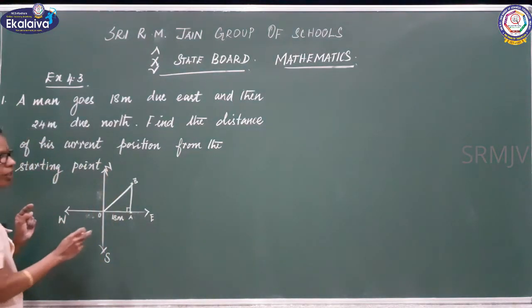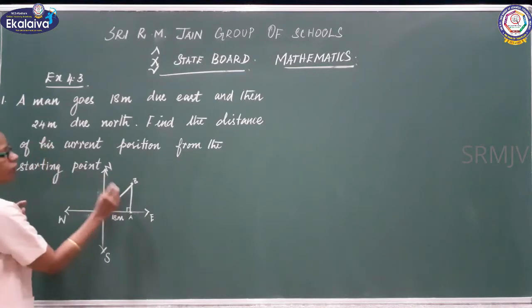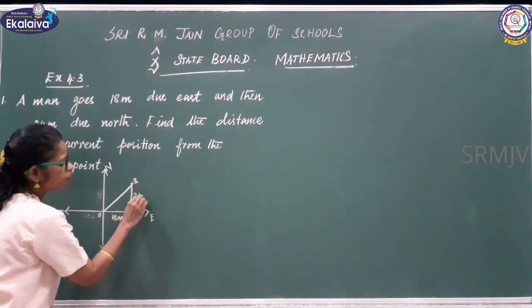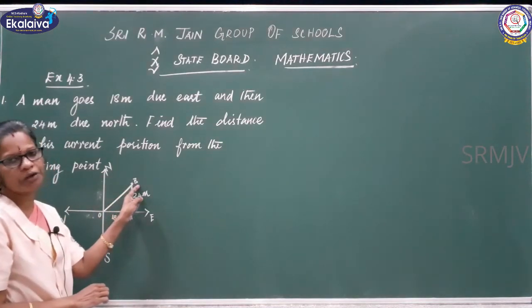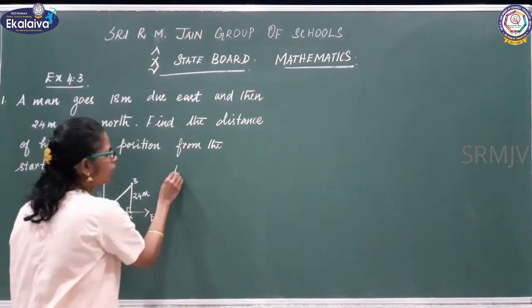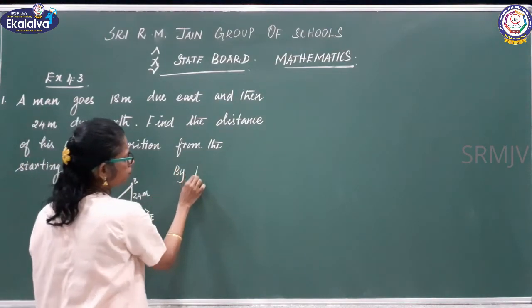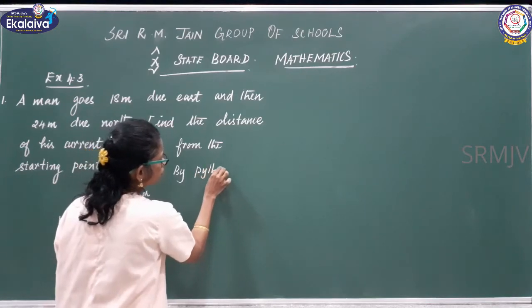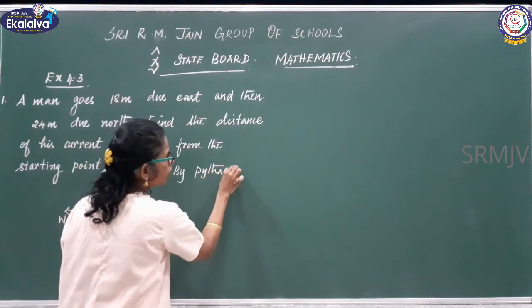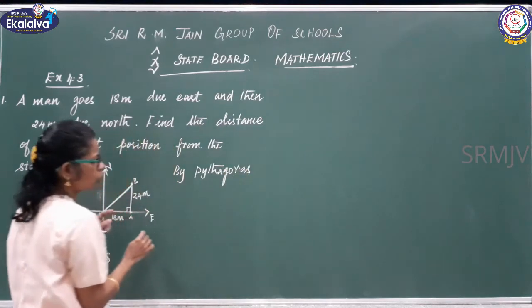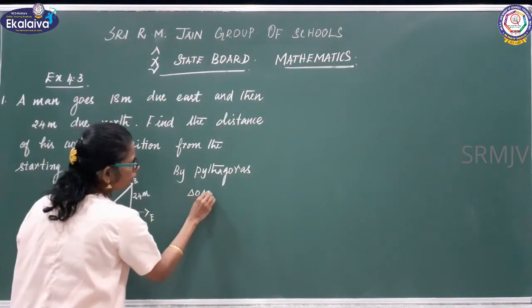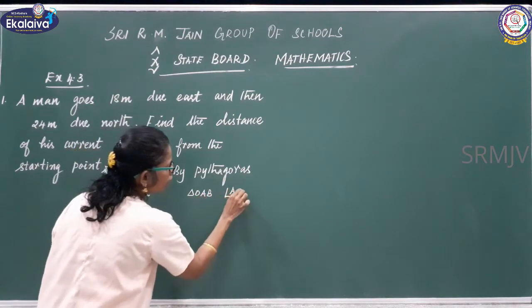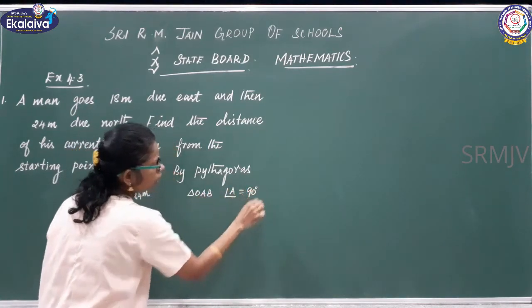Here angle A is 90 degrees, AB measurement is given as 24 meters. They are asking to find the distance from the starting point to the current position, right? By Pythagoras, or another name I said, Baudhayana, right? By Pythagoras, in triangle OAB, angle A equals 90 degrees, right?